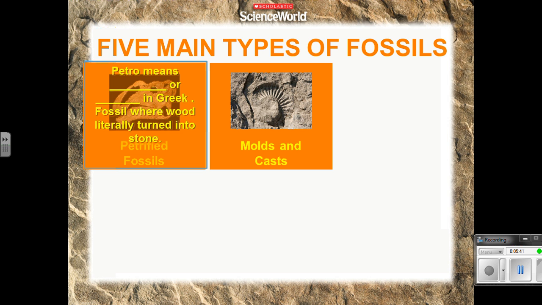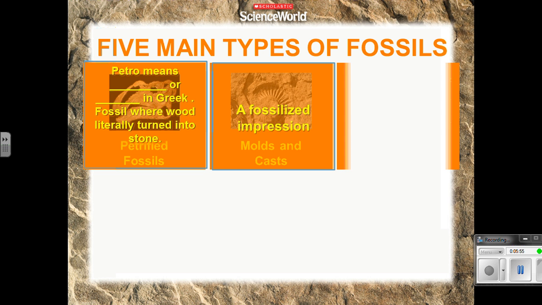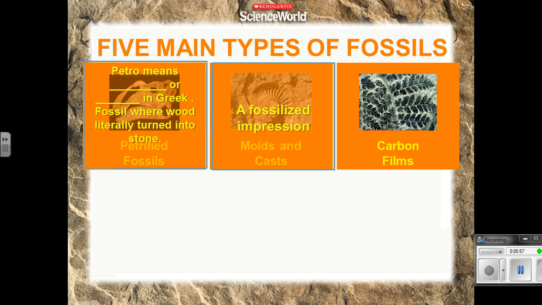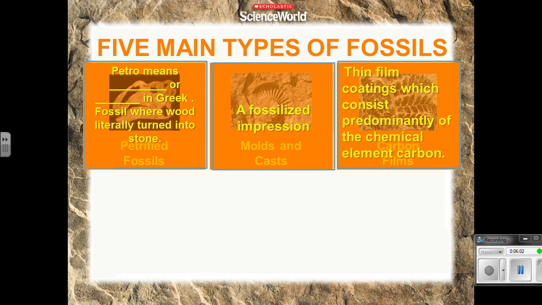The other type is molds and casts. Now for molds and casts, this is a fossilized impression. So the mold will be the imprint and the cast will be the actual covering of the organism. Then you have the carbon films, which you see a picture here. And carbon films are the coating, which consists predominantly of the chemical element carbon. That's why it's called a carbon film.